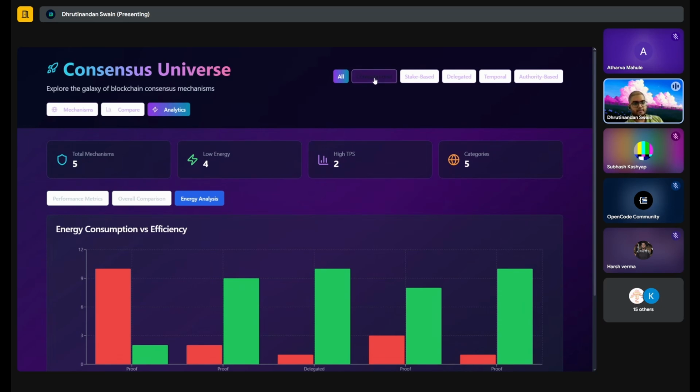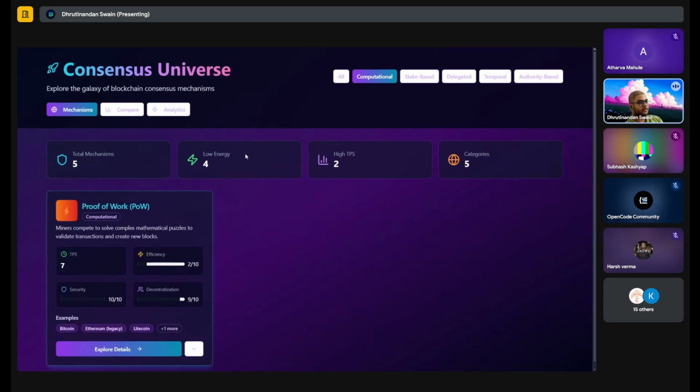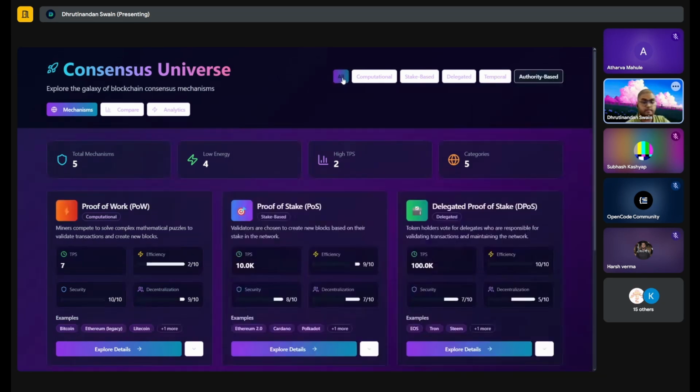So, let's see the various types of consensus mechanisms. Computational is proof of work. Stake based is proof of stake. Delegated is delegated proof of stake. Temporal means proof of history. Authority based means proof of authority. So these are the major kinds of consensus mechanisms out there. There are many more also.